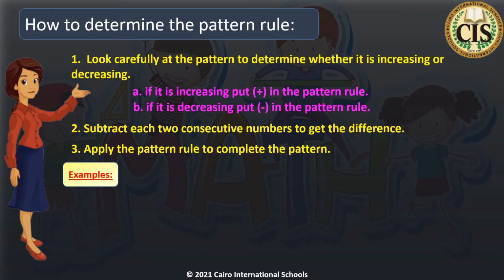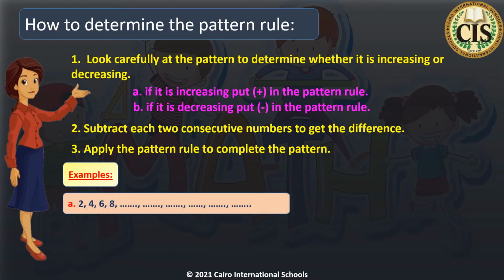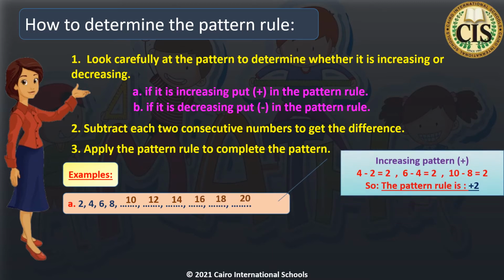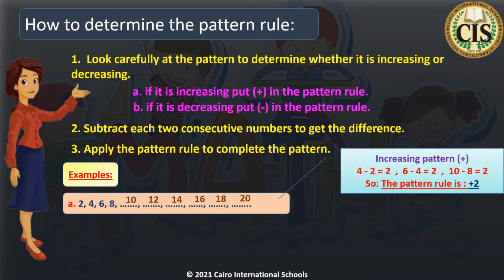Here are the following examples. The first example, 2, 4, 6, 8, 10, 12, 14, 16, 18, 20. What did we notice here? We noticed that this pattern is an increasing pattern because the numbers are getting larger. 2, 4, 6, 8 and so on. How to find the pattern rule?